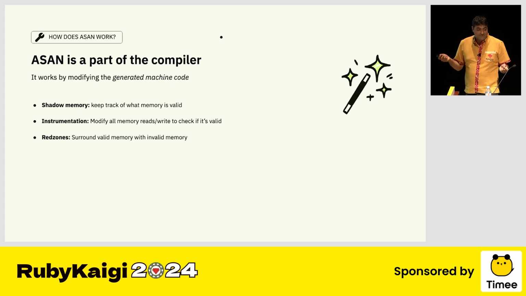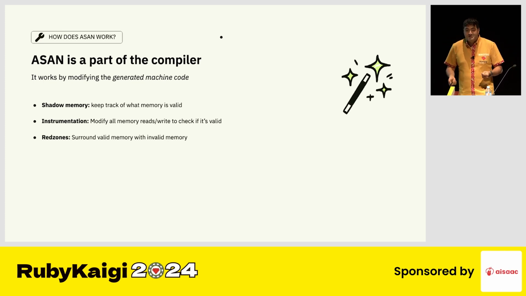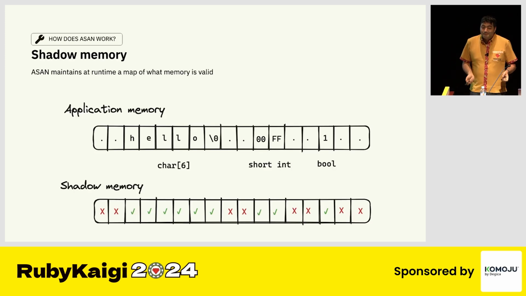It uses something called shadow memory to keep track of what memory is valid. It uses instrumentation to check against that shadow memory, and it puts red zones around objects. So we'll go through those things one at a time at a really high level. I'm not really a compiler guy, so I might not be able to do this the best justice, but we'll see how we go. All right.